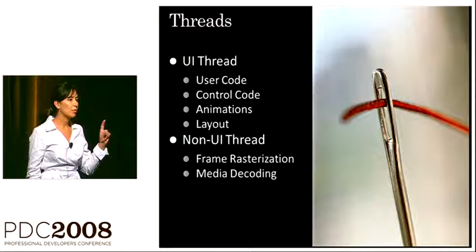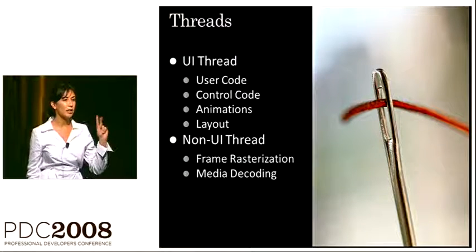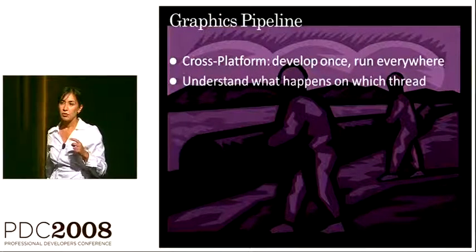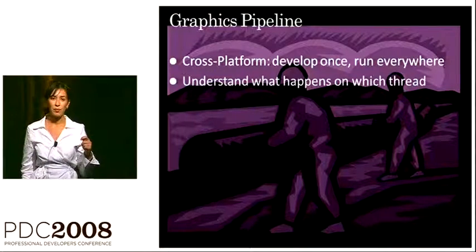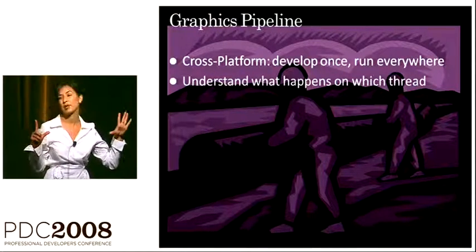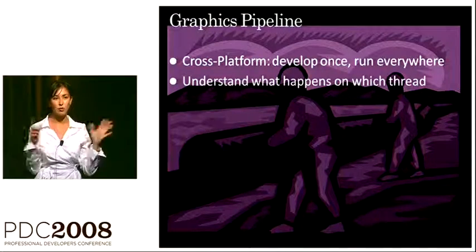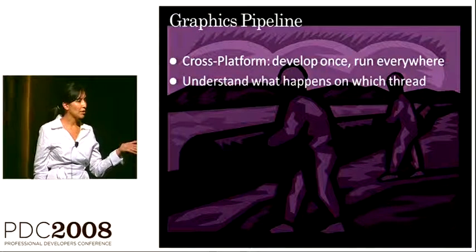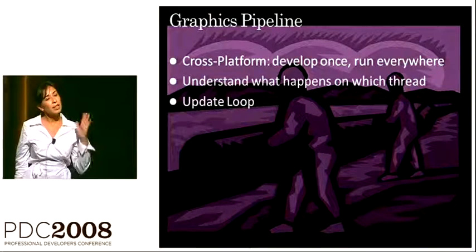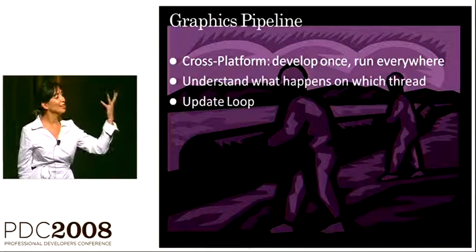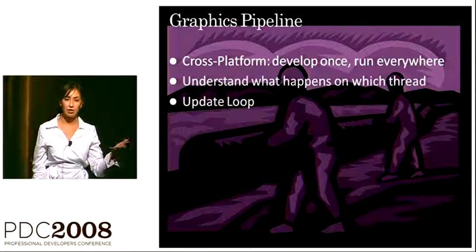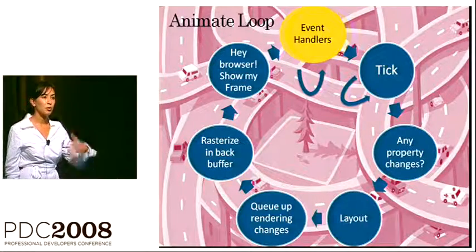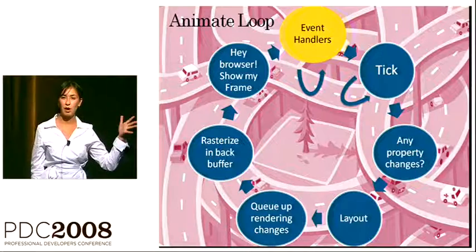Silverlight is multi-threaded, and we do offload the frame rasterization and the media decoding. And I'll discuss both of those in detail. So when you build a Silverlight application, it always follows that pattern of that architecture diagram, no matter whether it's on Windows or Mac. You develop it once, and it runs everywhere identically. You also understand what happens on which thread. So the last thing to understand is the graphics pipeline is actually the animation loop. What happens each tick? How do we actually get things to draw? This diagram will repeat every single tick within your application.